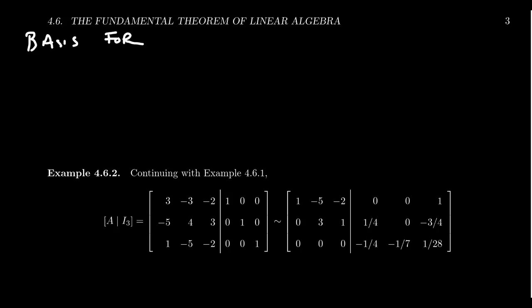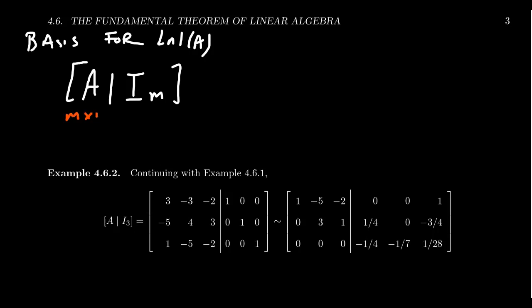So to find a basis for the left null space of A, what I want you to do is take the matrix A, and then augment it with the appropriately sized identity matrix. So if A is m by n, then you have to augment the m by m identity matrix. And then row reduce this matrix to, well, honestly, any echelon form would work here, but we'll take the RREF of U.